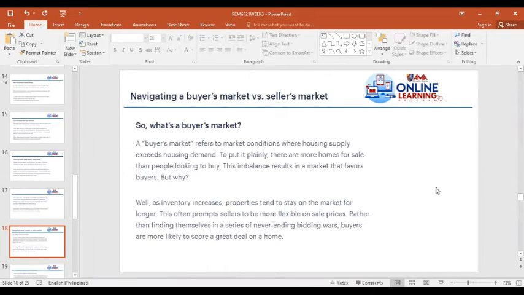Next is navigating a buyer's market versus a seller's market. So what's a buyer's market? A buyer's market refers to market conditions where housing supply exceeds housing demand. Plainly, there are more homes for sale than people looking to buy. So this imbalance results in a market that favors buyers. As inventory increases, properties tend to stay on the market for longer.